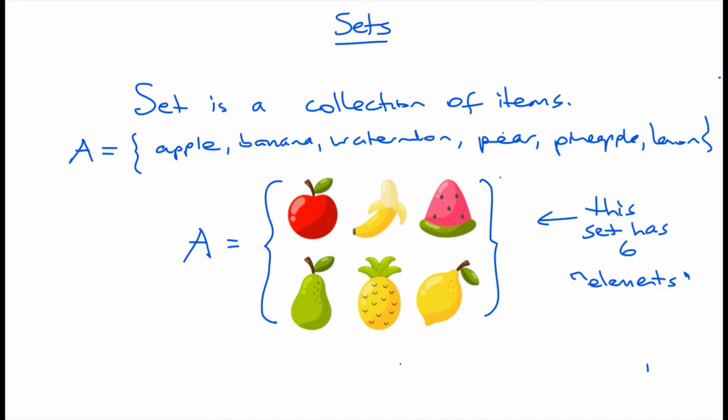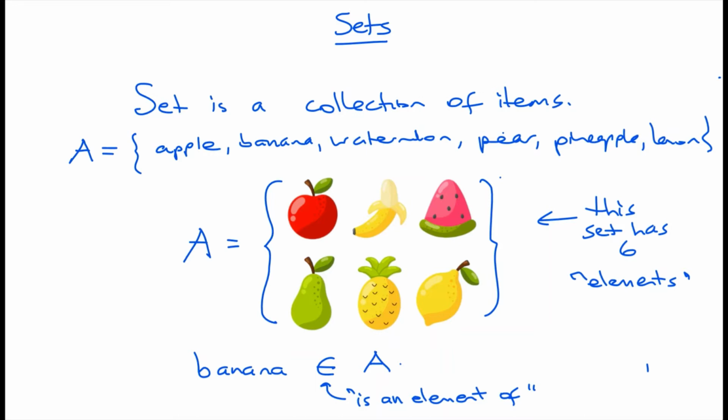So a banana is an element of the set A. We have a little symbol, it's like a curly E, looks like a pitchfork, and we read it as "is an element of." It means that it is contained in this set. The set contains banana. It also contains apple, and it contains lemon, and it contains all of them.